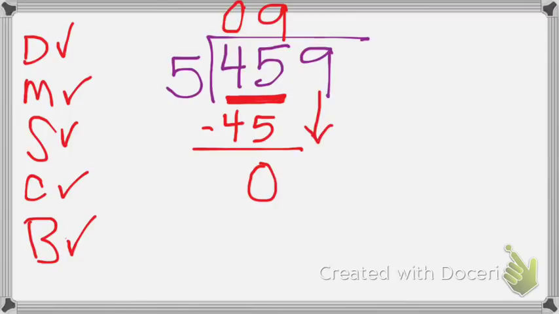Now I can bring down my 9. So I have to ask myself, how many times does 5 go into 9? Which was 1 time. 5 times 1 is 5. 9 minus 5, which would give me 4. So again, I've done all of these steps. I have nothing left to bring down, which would mean that 4 would be my remainder. So on this one, my answer would be 91, remainder 4.